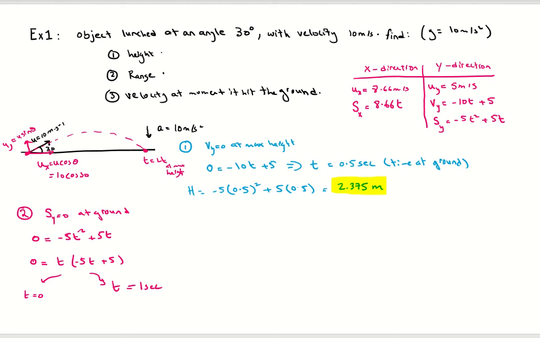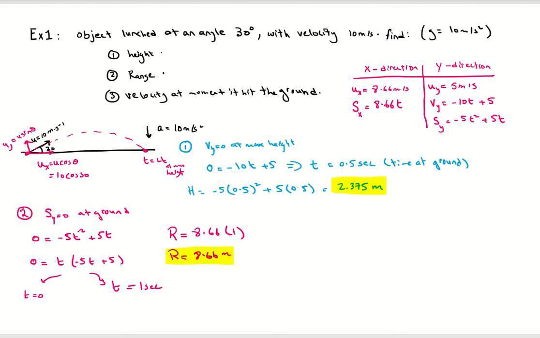Now I can find the range by Sx. So to find the range, the range is Sx, but taking t as 1, which means that the range is equal to 8.66 meters. So this is the range of my motion.